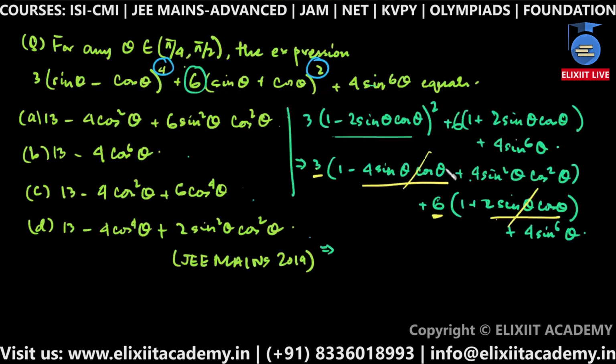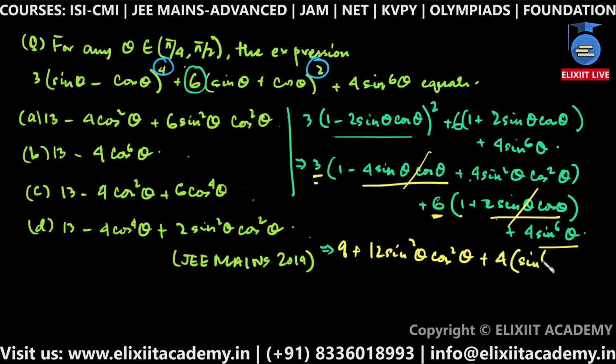Further, you can simplify this. So basically we have 3 and 6, so we have a total of 9, which is a constant. Plus, regarding the terms of sine square theta and cos square theta, we have 3 into 4, that is 12 sine square theta cos square theta. All these things we have simplified. Now we are left with sine to the power 6 theta. We cannot simplify the other terms further, so we have to focus on the simplification of sine to the power 6 theta.